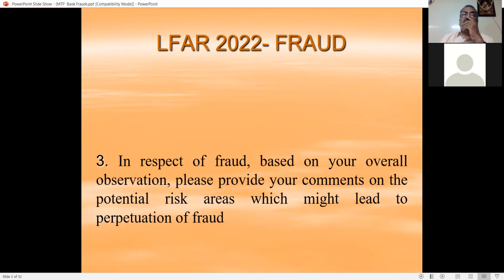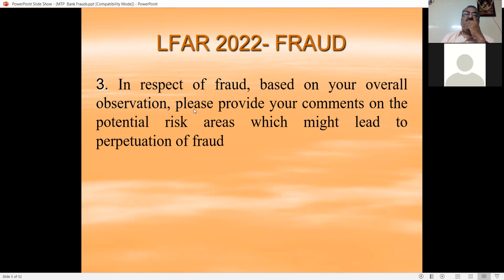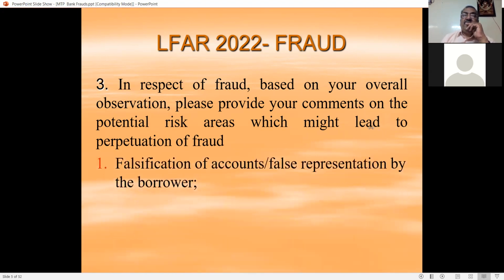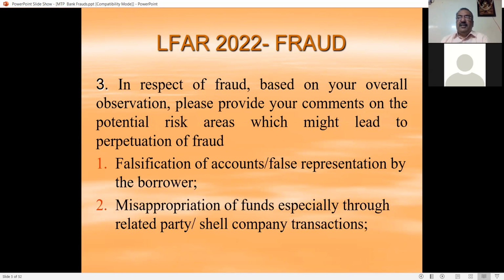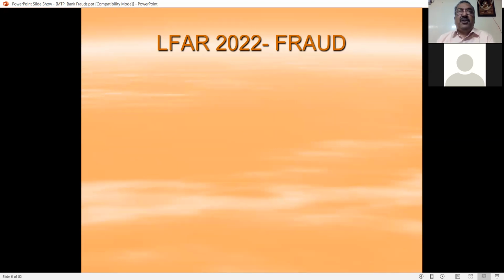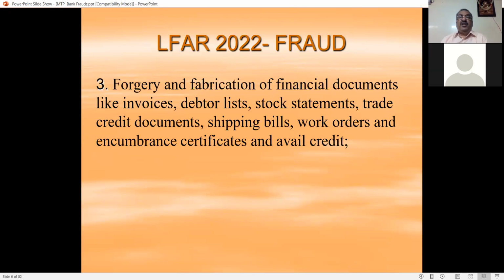Third one is, it's a very big list. In respect of fraud, based on your overall observation, please provide your comments. So that means they are pulling you to give the potential risk areas which may lead to the perpetration of fraud, or what? Falsification of accounts and false representation by the borrower, misappropriation of funds, especially through the related party or shell company transactions, and forgery and fabrication of financial statements like invoices, debtor list, stock statements, trade credit statements, shipping bills, work orders. So that means you are supposed to verify all this while you verify the loan.